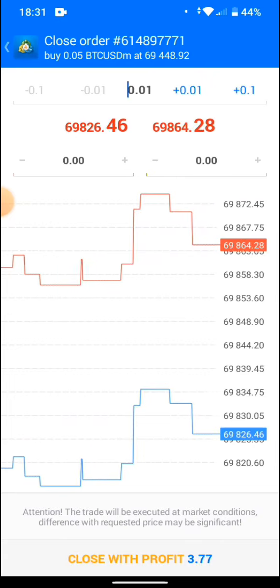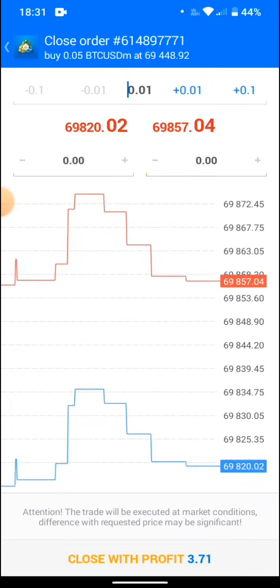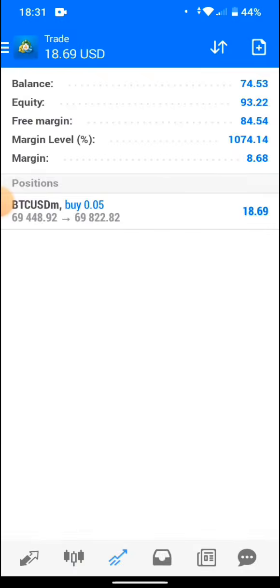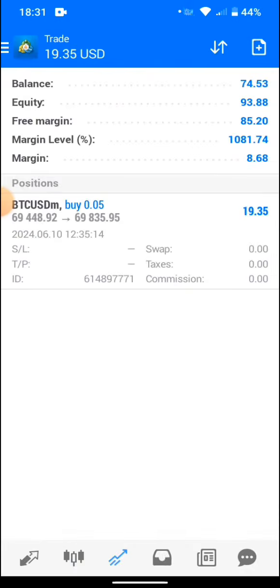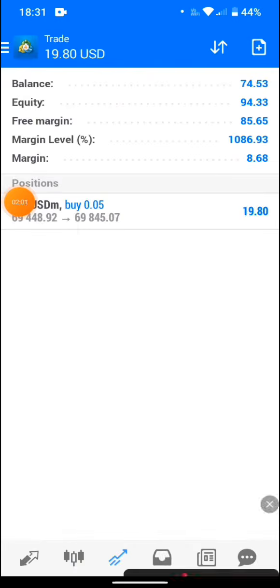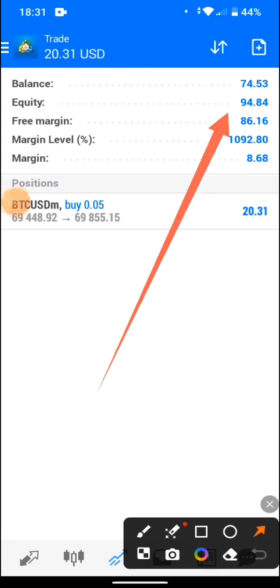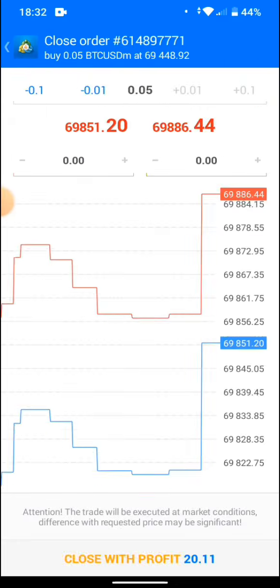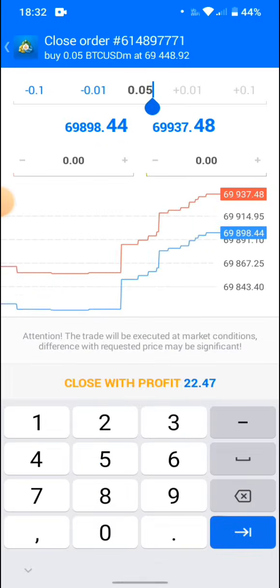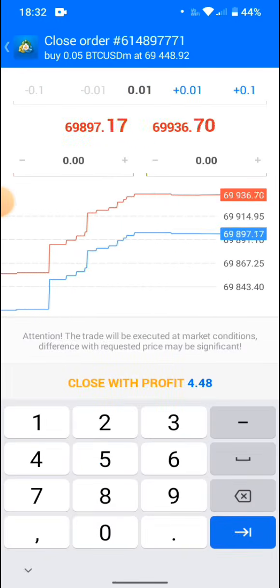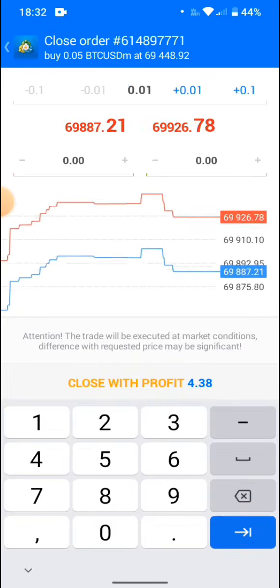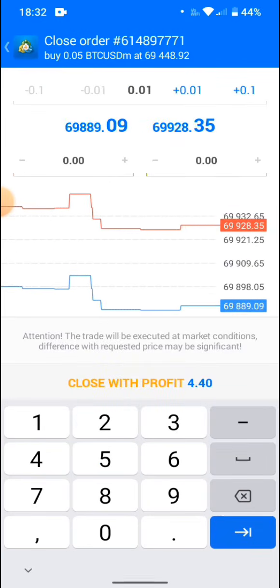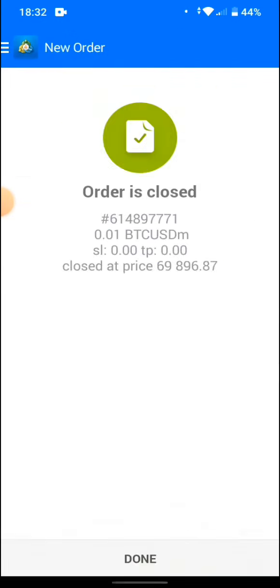So 0.01. Before I close this trade, let me show you our equity, our current account balance, which is 74. Now if we take profit here, it is going to change. Let's just take 0.01, and you are going to see at the bottom that you close with a profit of 4.40.